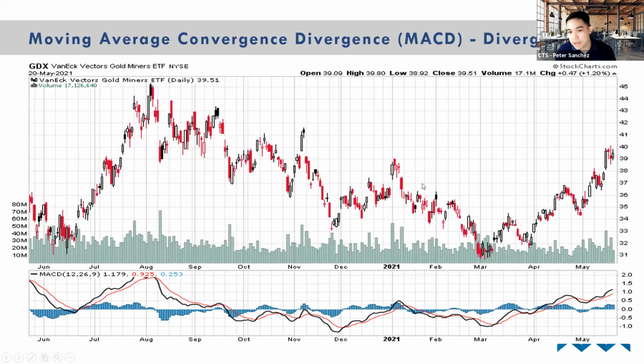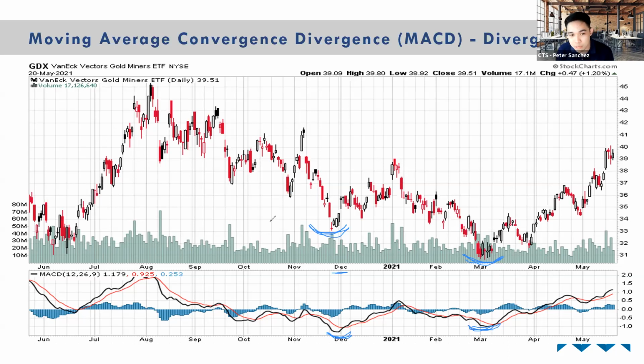Same logic kapag bullish divergence, kanina bearish divergence yun. No? Same naman kapag bullish divergence. This is GDX or gold miners ETF. Again, we have a low in 2020 in December, and MACD made also a low. And in March, GDX made a lower low. But MACD made a higher low.